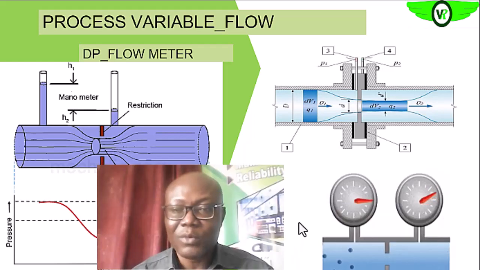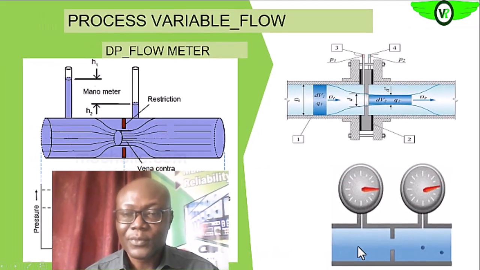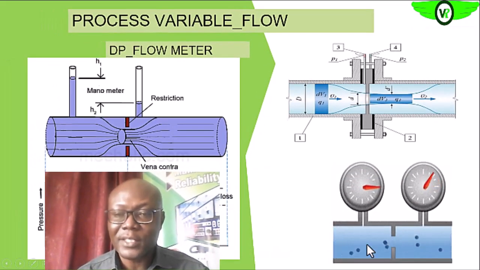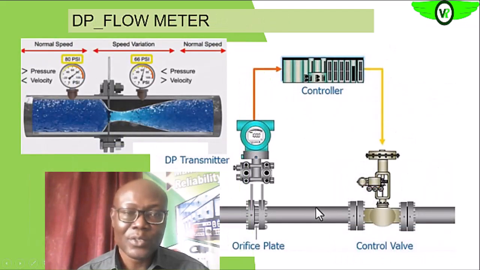That is exactly what we are seeing here now. So you see, as the flow rate is increasing, what happens? You'll see that the differential pressure across the orifice plate will be increasing. So the flow rate determines the differential pressure. That is what we are seeing here also.